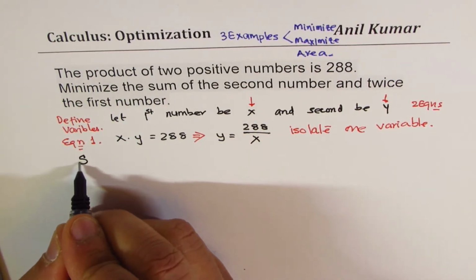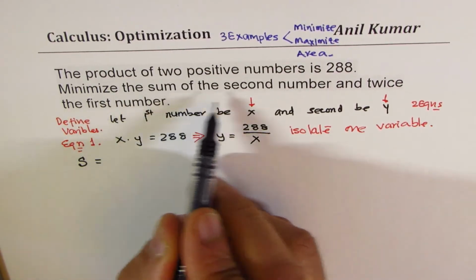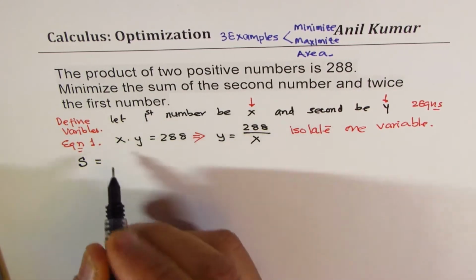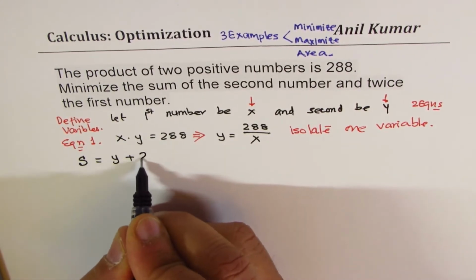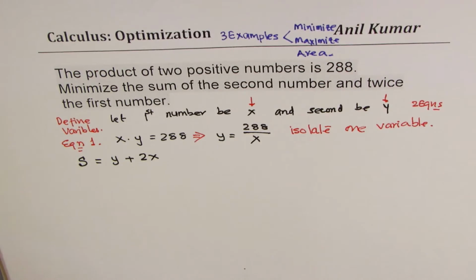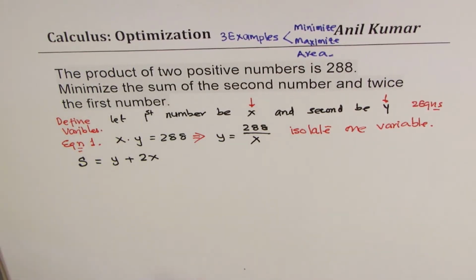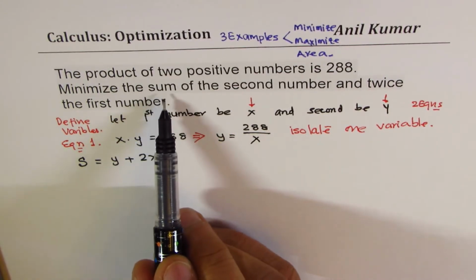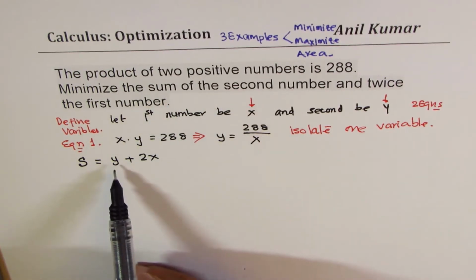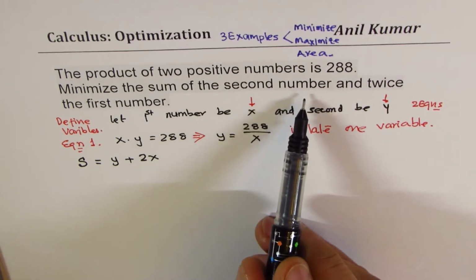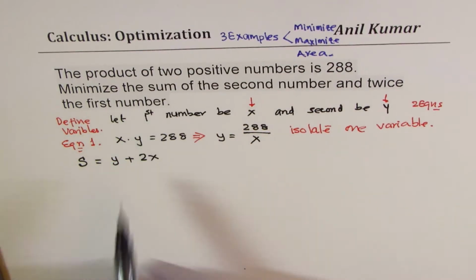So let us say sum is s for us. Sum of second number and twice the first number. So second number is as such, which is y plus 2x. So that is our second equation. And we have to use this equation to find the two numbers x and y which meet the criteria. The criteria is to minimize their sum. Second number is as such and twice the first number.